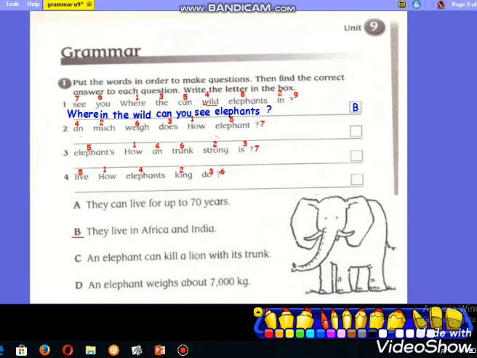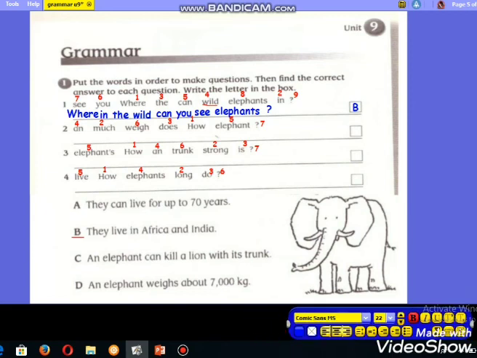Number 2. An, much, weigh, does, how, elephant. You have to start your question with how, and we have much also, so we have to start with how much. Then you have to find the helping verb, which is does, so add does. After does, you have to find the subject, which is an elephant. So you have to write an elephant.